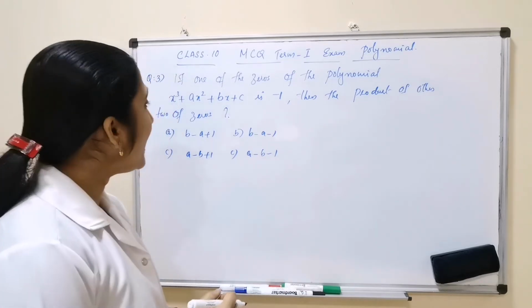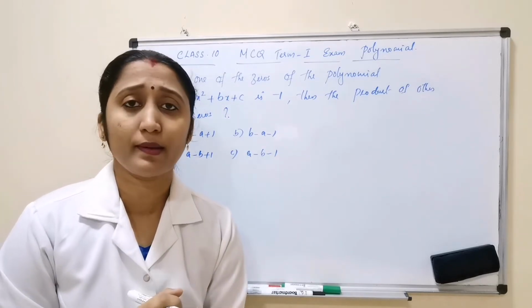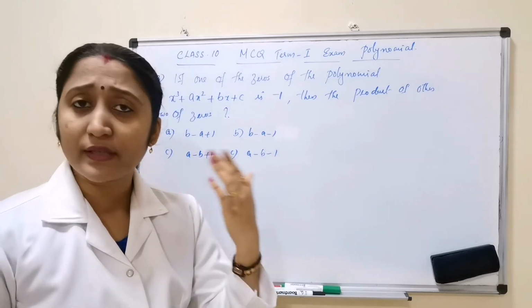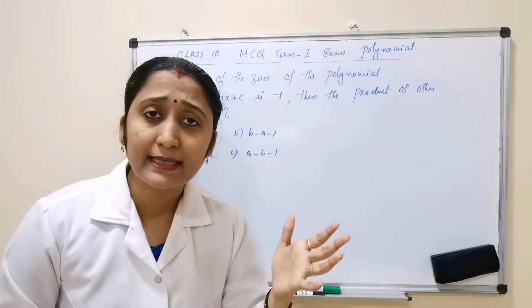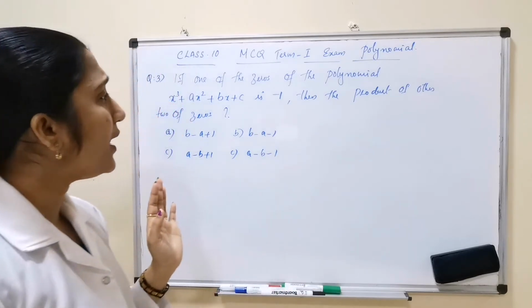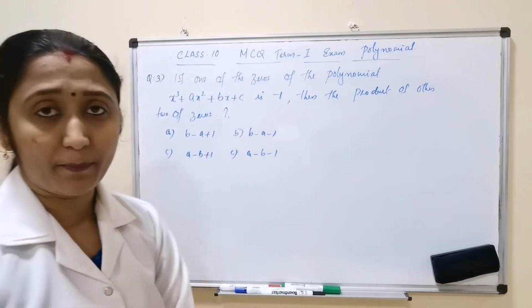Here the problem is the same as the last one we did, the second question. It is a cubic polynomial, and one of the zeros is also given. We have to find the product of the other two zeros. But here, look at this: the given cubic polynomial is different.